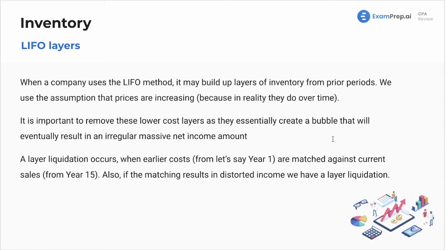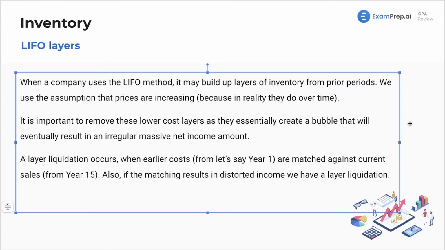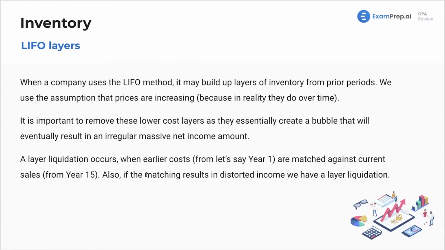And then we should disclose this as well. This is something to definitely be disclosed, important there, for the financial statement users to see.